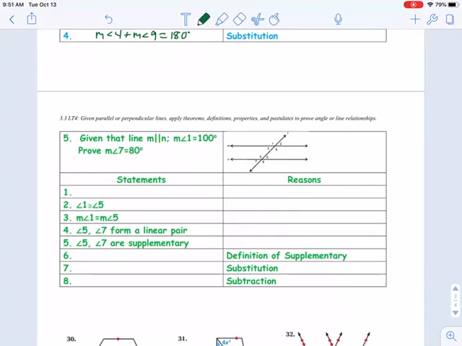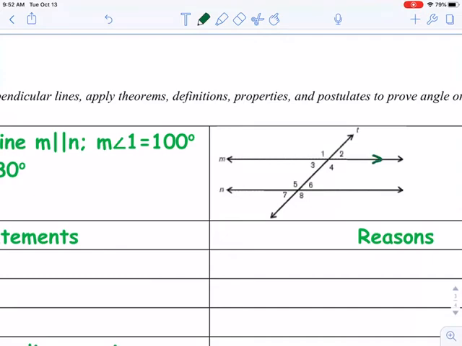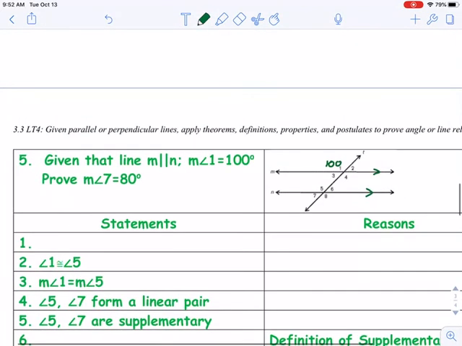All right? So, given that line M is parallel to N, and the measure of angle 1 equals 100 degrees. All right, so parallel, 100, cool. All right, let's just fill this in. Again, should never miss the first statement or the first reason.